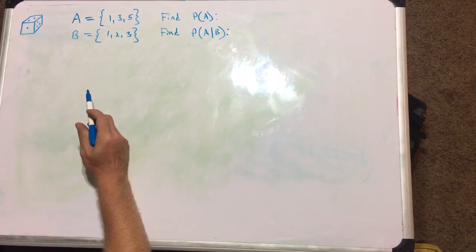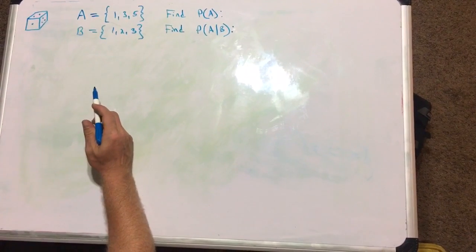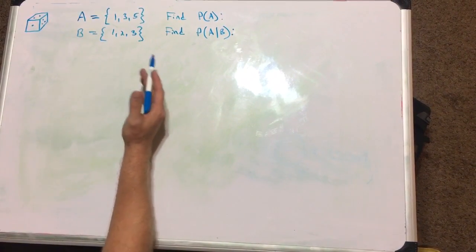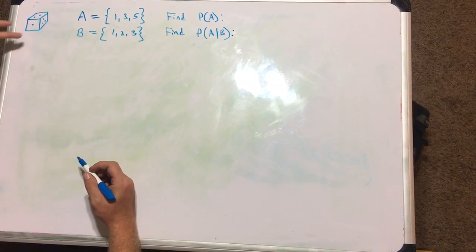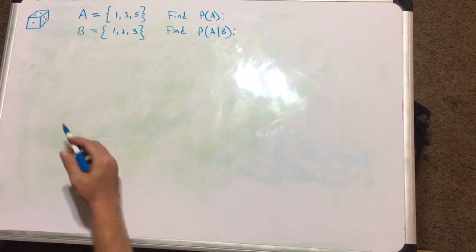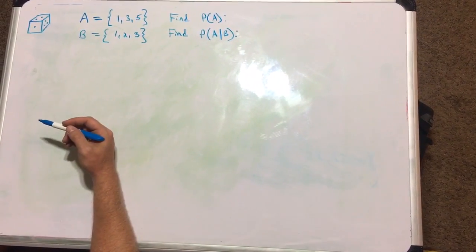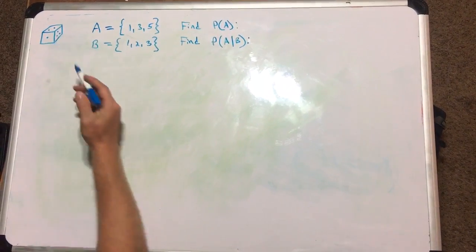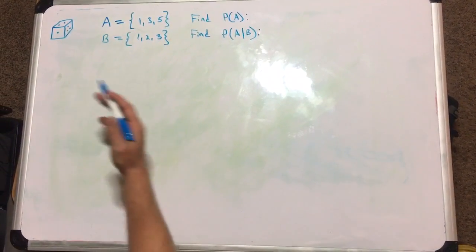I'm going to show you how to find conditional probabilities and how that all works with given sets. What I have here is a die. It's a picture of a die. Everyone knows what a die is. It's a six-sided die, 1 through 6, and they all have equal probability of landing on any side of that die.